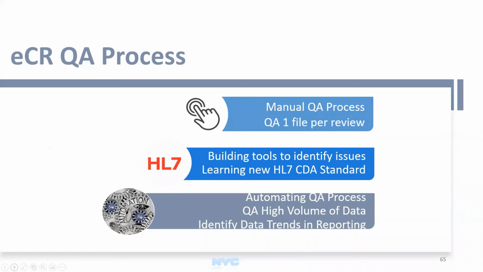We found that in order to build these tools effectively, we needed to become stewards of the ECR HL7 specification for the CDA, as it differed from the HL7 2.5.1 standard. So the New York City team became stewards of that new HL7 standard. Solidifying our HL7 CDA knowledge enabled us to automate our foundational tools.